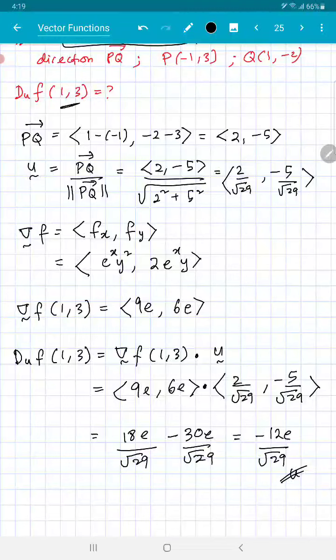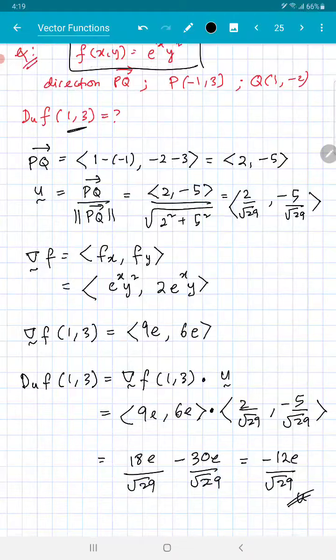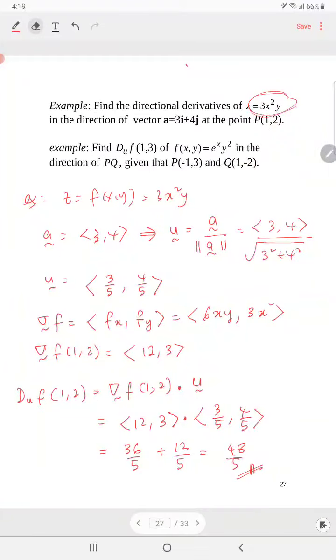So it's a scalar. In this case, in the second example, the directional derivative is negative. In the first example, our directional derivative is positive. Okay, in the next video, I will explain to you what directional derivative means. Thank you.